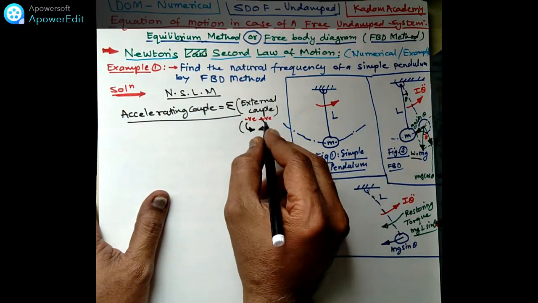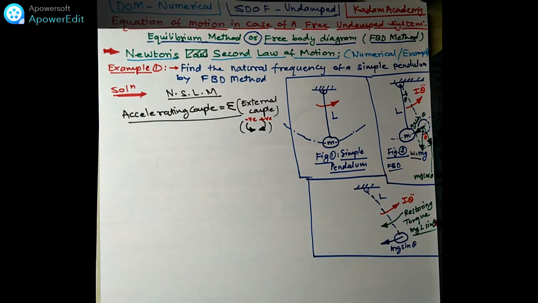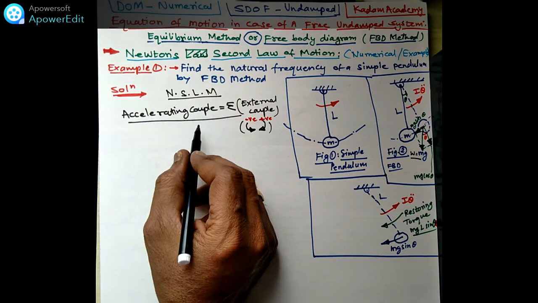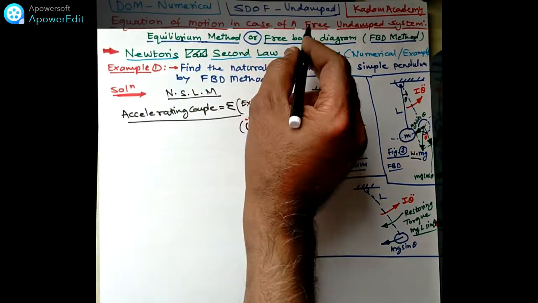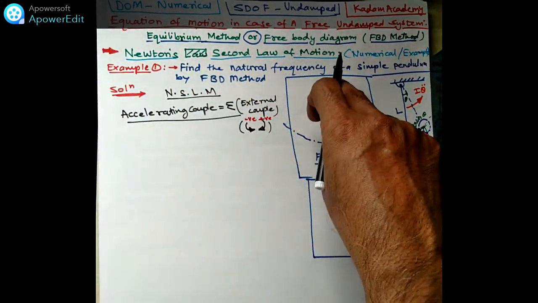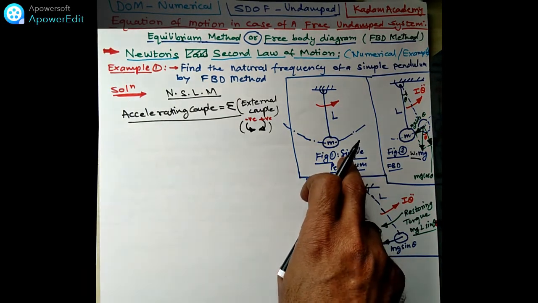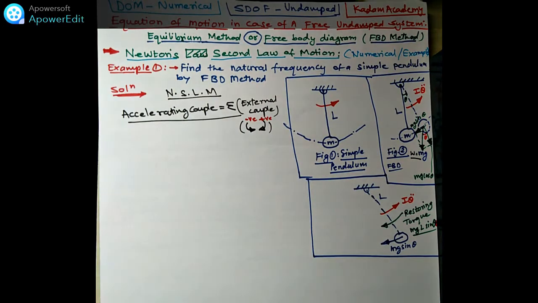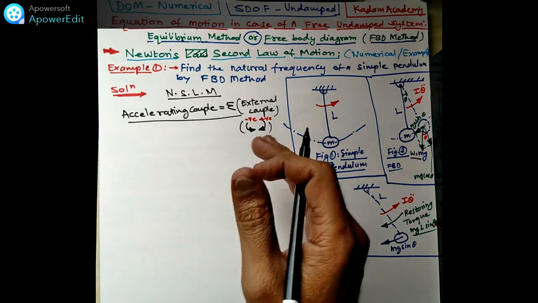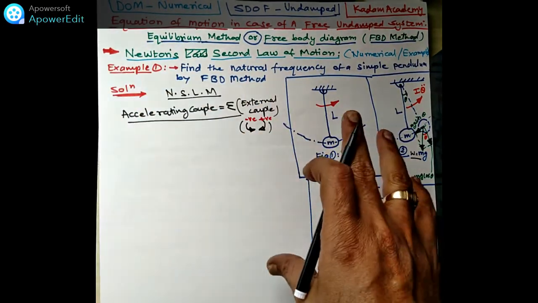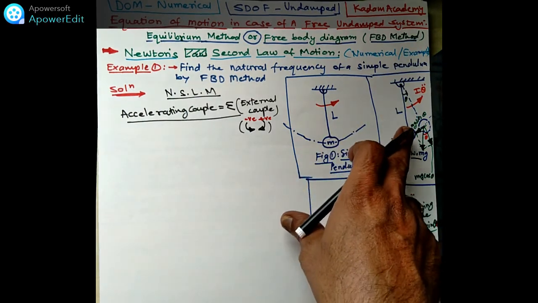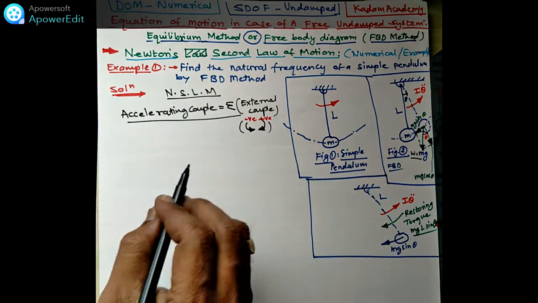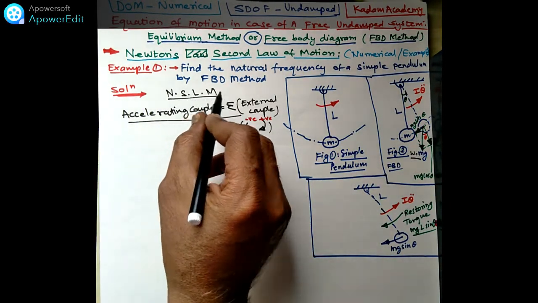So friends, using this symbol convention for the couple, we are going to create the equation of motion for this free undamped system, that is a simple pendulum. What we have to find out is the natural frequency. For this we have to convert the physical system into a mathematical representation, and generate the equation using Newton's second law of motion.